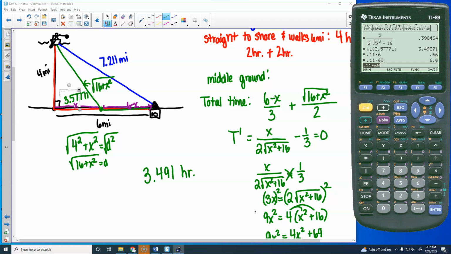She should row to a point that is 3.57771 miles upshore from that closest point. So this right here is the closest point. So she should row 3.57771 miles towards the restaurant from that point.